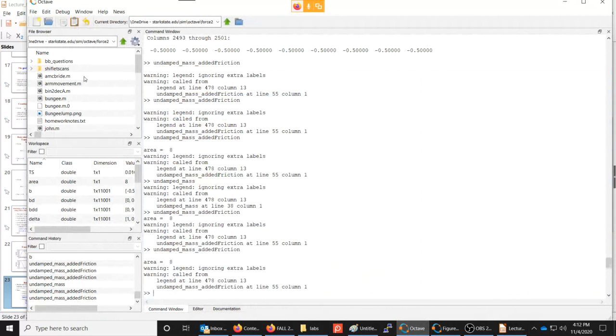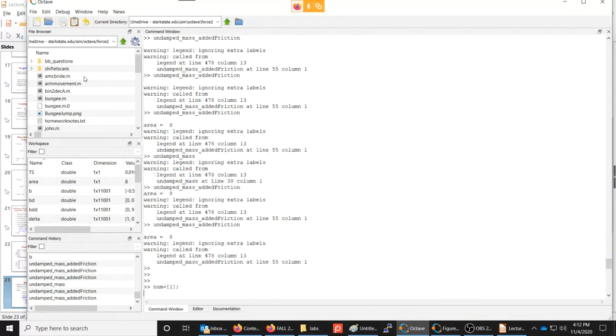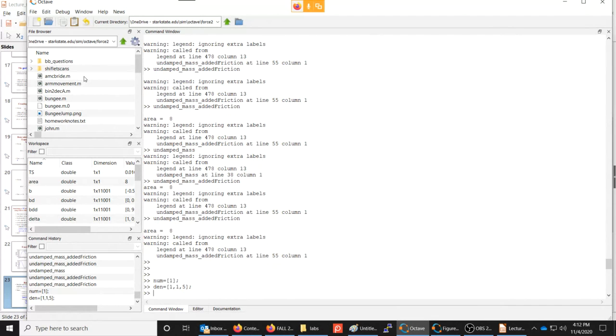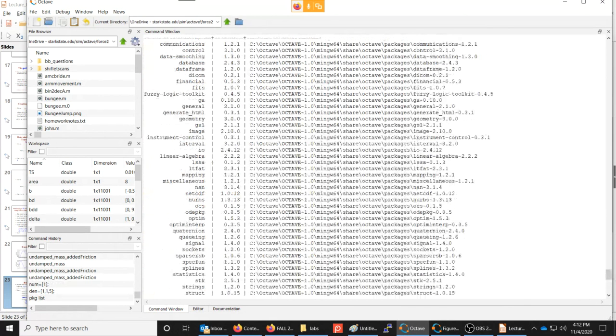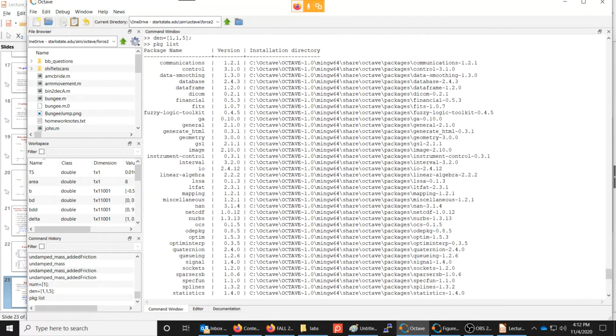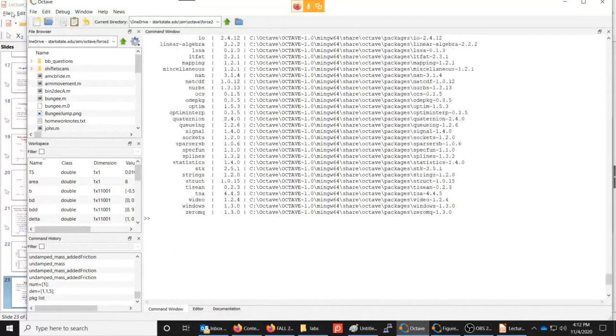So I can just do that right here. I can say my numerator is 1, my denominator is 1, 1, 5. And then you have to have the package installed. So there's a package command. And for this to work, and I've got pretty much everything installed here, you have to have the control toolbox installed. All right. So you have to have that installed, and you have to have it loaded.